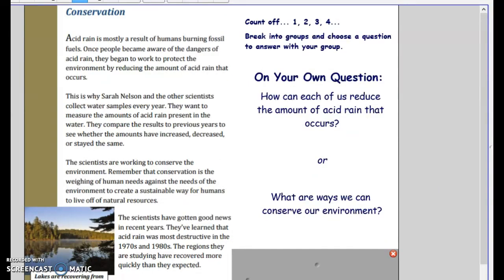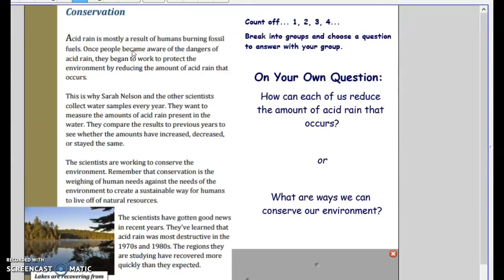Okay, last page, conservation. Again, don't worry about this part. Acid rain is mostly a result of humans burning fossil fuels. Once people became aware of the dangers of acid rain, they began to work to protect the environment by reducing the amount of acid rain that occurs.